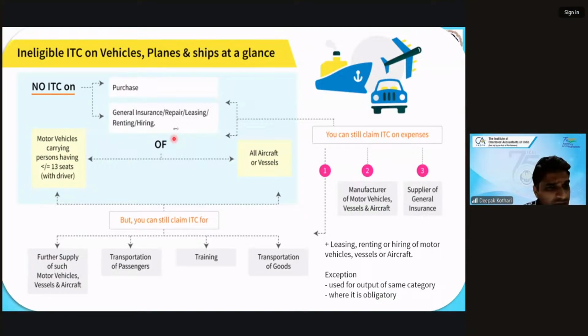Nitin is saying if it is used for business purpose and purchased in firm name, still you cannot claim it, right? No, tourist and travel companies we will get into. In normal cases, I'm saying they cannot claim. Tourist and travel company, can they claim? We will see it.